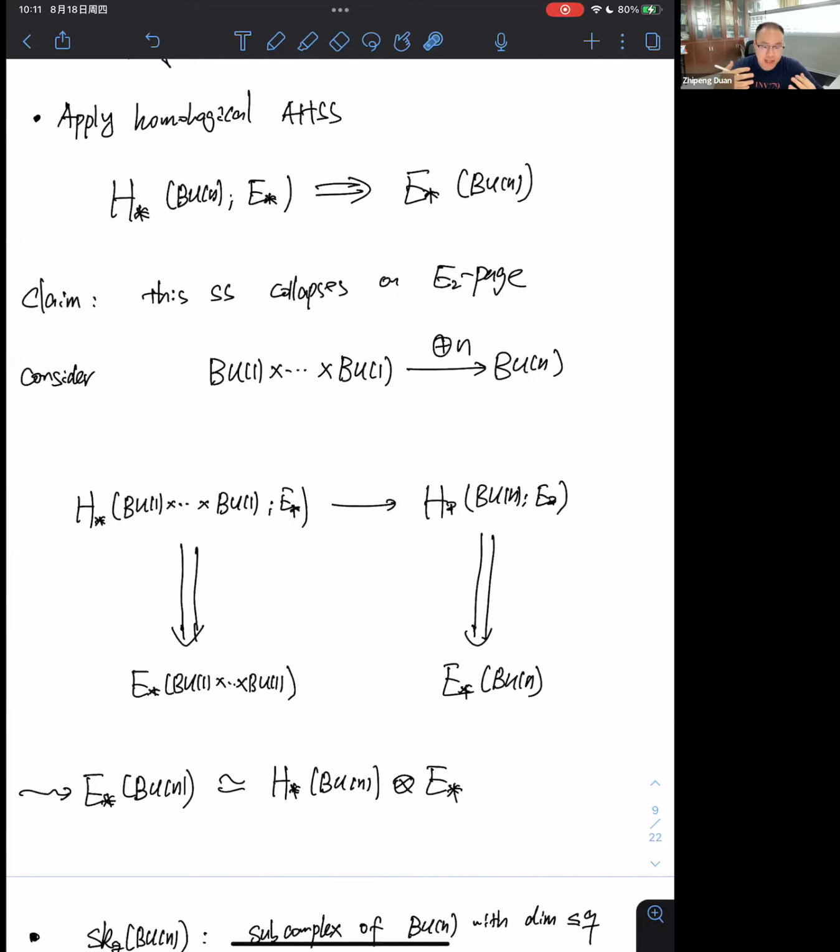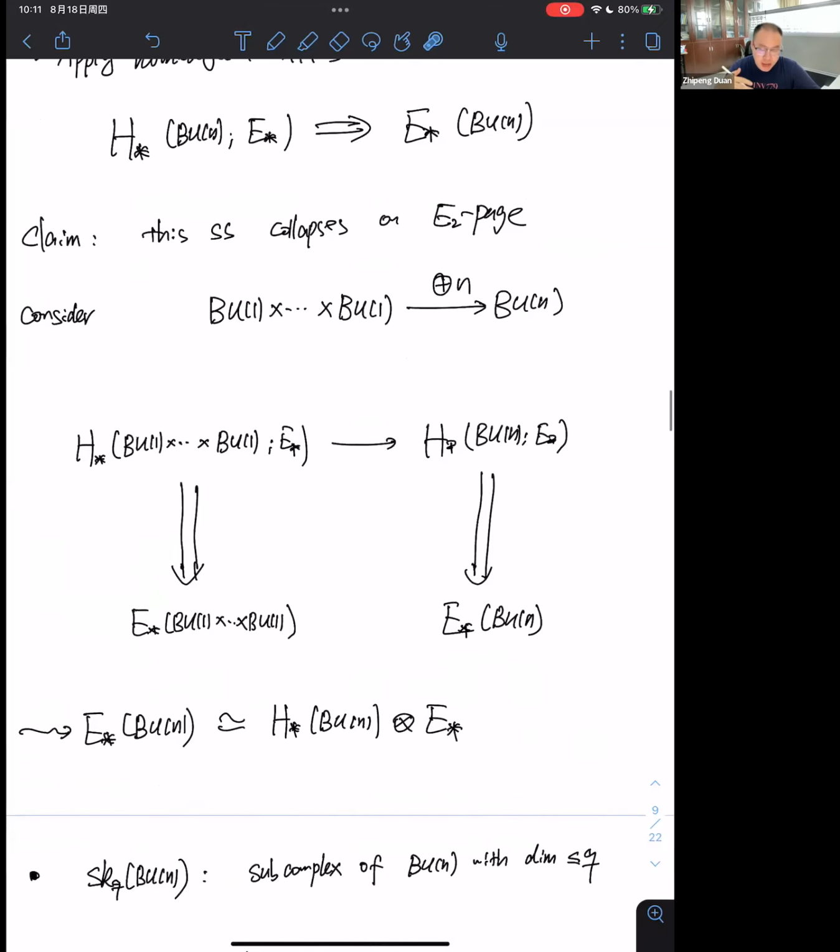So again, let's consider the classifying map to classify the direct sum of n copies of line bundles. It's just n copies of BU(1) mapping to the classifying space of U(n). Then this natural topological map will induce a natural map between spectral sequences. The left-hand side is the Atiyah-Hirzebruch spectral sequence to calculate the E-homology of n copies of BU(1), and the right-hand side is our Atiyah-Hirzebruch spectral sequence to calculate the E-homology of BU(n). And this is the natural map between these two spectral sequences.